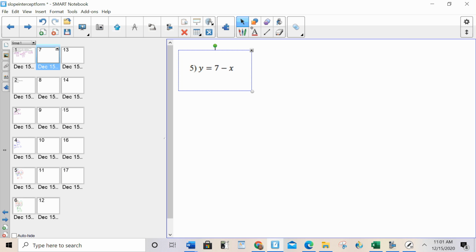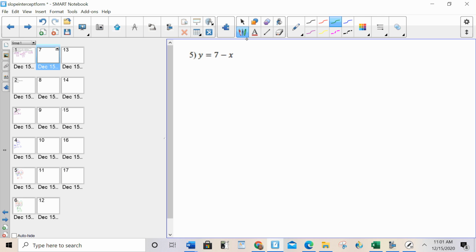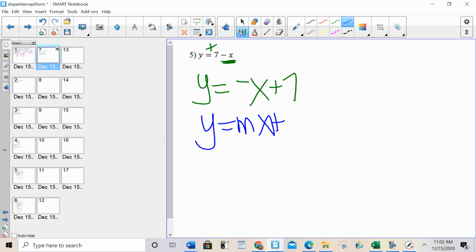Now number 5, y is by itself, but it's not in y equals mx plus b form because I need the x to come first and the constant to come last. So all I need to do here is just rewrite it. And when I rewrite it, I want to make sure I keep the sign to the left of the term. So if I want the x to come first because there's a net minus in front of it, it's negative x. The 7 is positive, so I write plus 7. Now that I'm in y equals mx plus b form, why don't you take again 10 seconds and tell me what the slope is and what the y-intercept is.